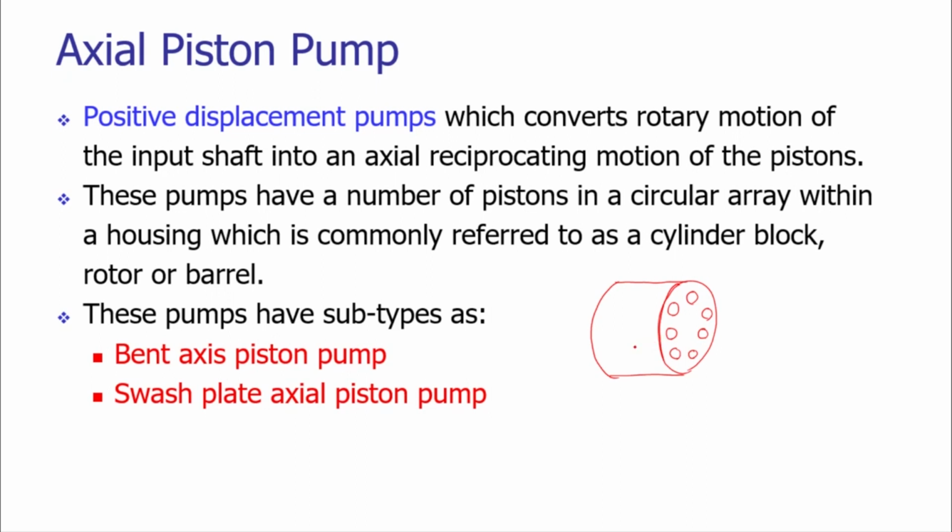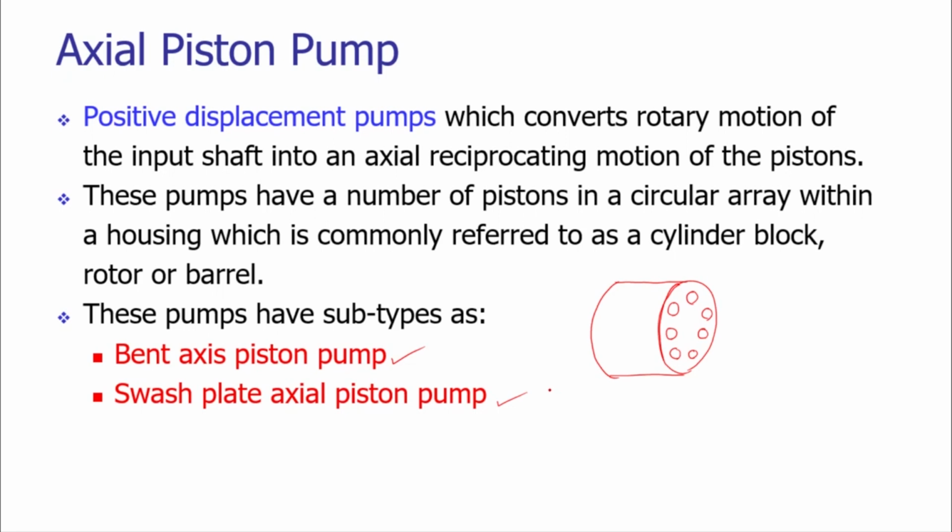In addition to a circular cylinder block, we are having one more block, which is the fixed block, through which we are getting the fluid in, and through the same block we are sending the pressurized fluid to the application. So as we rotate the cylinder block, pistons are reciprocating. The rotary motion of the cylinder block will be converted into the reciprocation motion of the pistons. There are two types of piston pumps used in the industry. These are bent axis piston pump and swash plate axial piston pump.